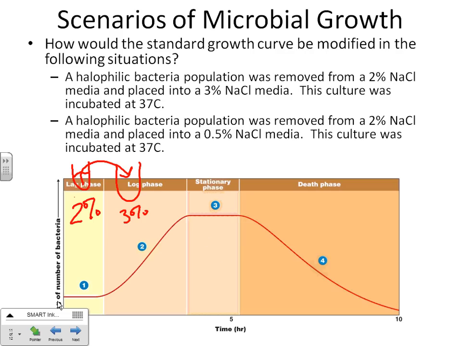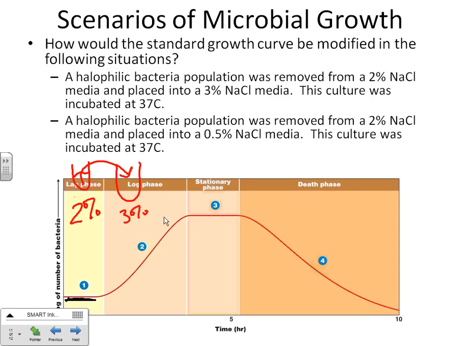Phase 1 is lag, right? What's his lag phase going to look like? Shorter or longer? And why? So they still have to get used to it, so there has to be a lag phase. But it can change. It can be shorter or longer. What do you think? Shorter because it likes the salt. That's the perfect answer. That's what I would want you to write on a test. I made his life good. He said, heck yeah, this is where I want to be. So his graph is going to have a shorter lag phase.